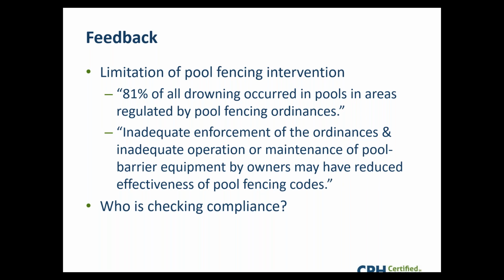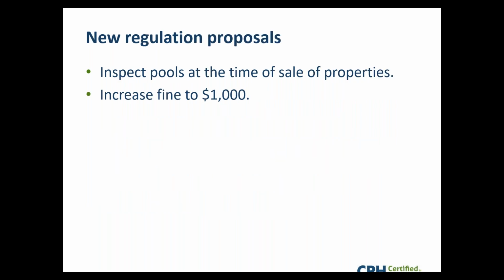So how do we do that? Well, perhaps we create new regulation proposals or create a new law, but a regulation, you could say, inspect the pools at the time of the sale of property. So anytime a house with a pool gets sold, the inspector not only has to review the homestead, but also review the pool to make sure that the barrier is working. Or we say, okay, we're going to increase the fine to $1,000 if it's not working. So these are just some of the ideas that you could come up with to modify the policy so that it's more effective.